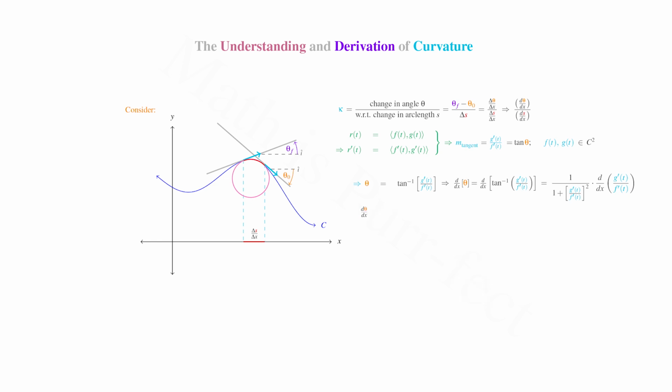Rewriting this, we have that d theta dx is given by 1 over the sum of 1 and the square of the quotient of g prime of t over f prime of t, all multiplied by the derivative of g prime of t over f prime of t. We then use the quotient rule to find the derivative of g prime of t over f prime of t, yielding f prime of t times g double prime of t minus g prime of t times f double prime of t all over f prime of t quantity squared.